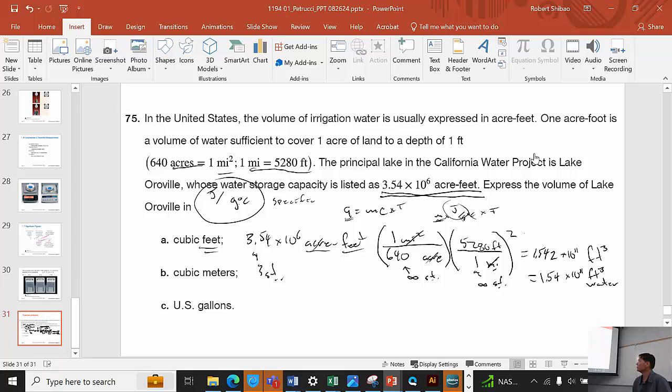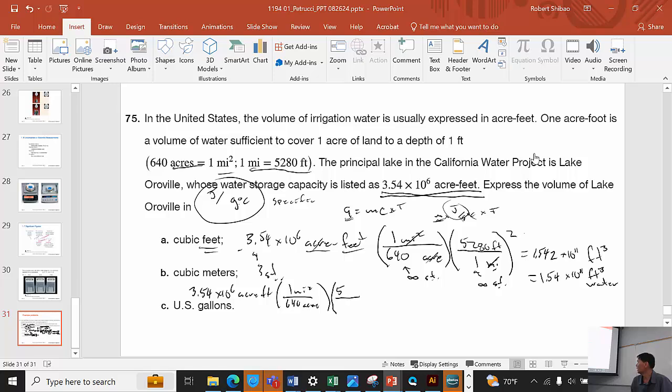If we want cubic meters, we do the same sort of thing here. I just start the problem over again, starting at 3.54 times 10 to the 6 acre feet. The first step is to get rid of the acres, so 640 acres per square mile. And the second step would be to get rid of the square miles.